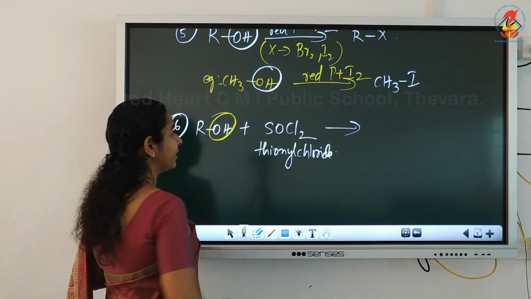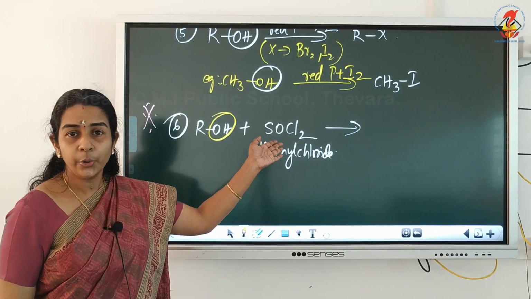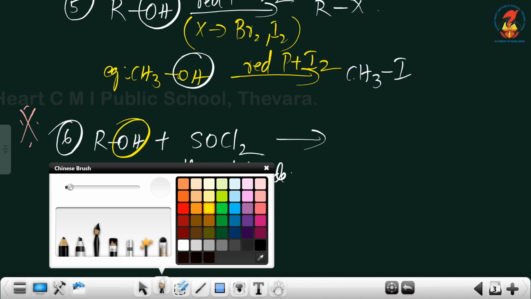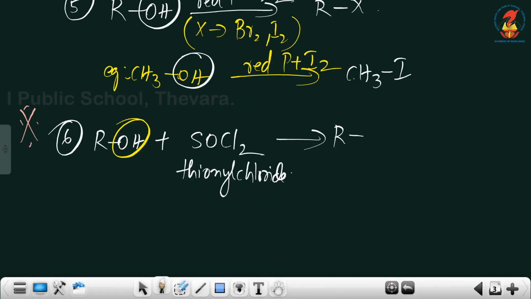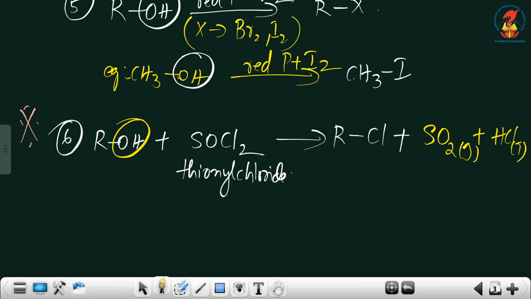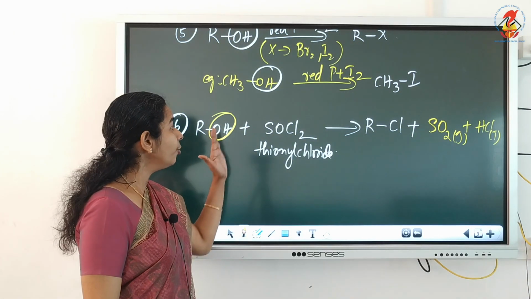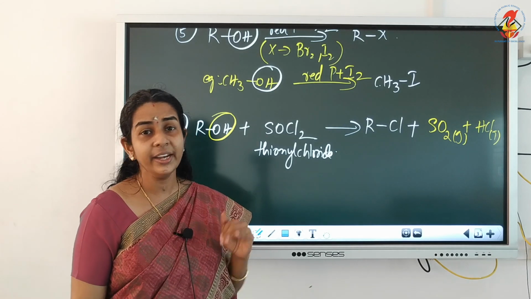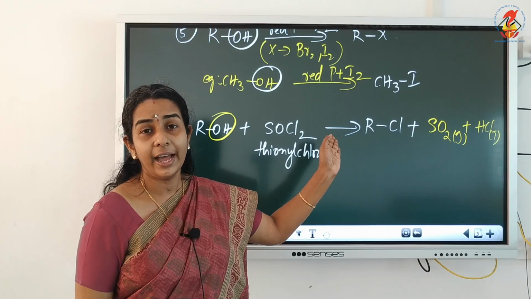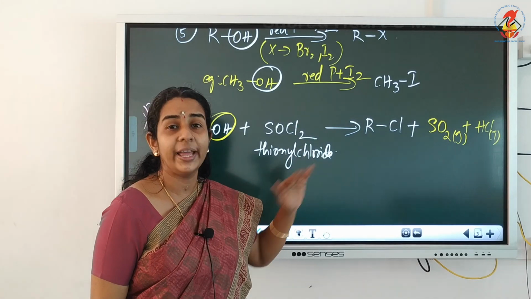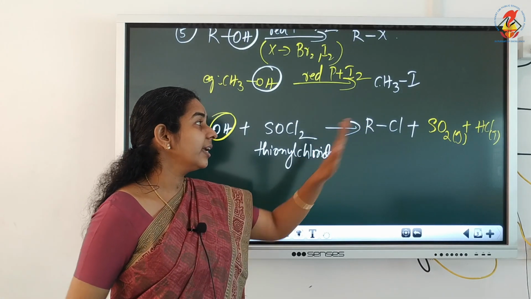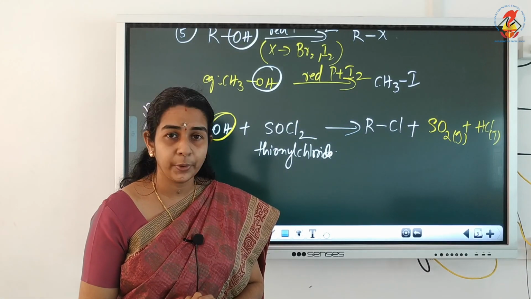Which is the halogen present here? Chlorine. So OH will be replaced by Cl. So we get RCl plus very important byproducts, SO2 gas and HCl gas. So if you look at this reaction, when alcohols are treated with thionyl chloride, we are getting the corresponding alkyl chlorides or chloroalkanes along with the sulfur dioxide and HCl as byproducts.